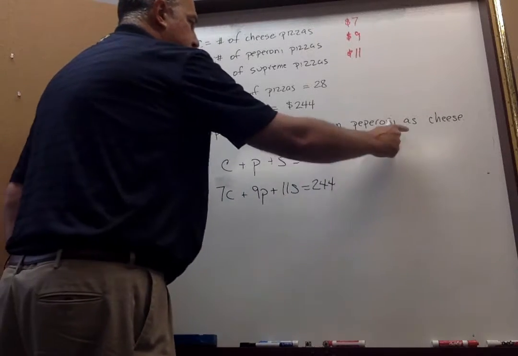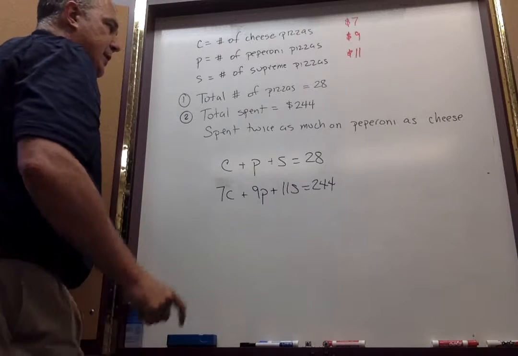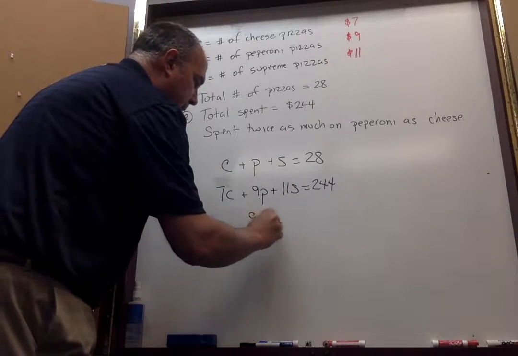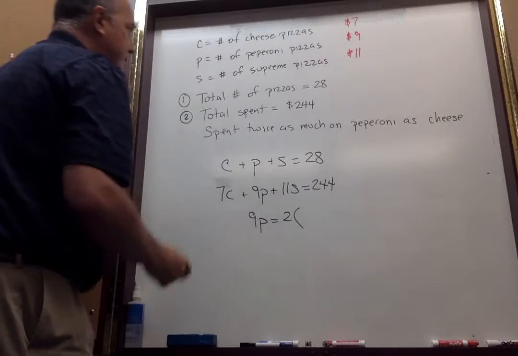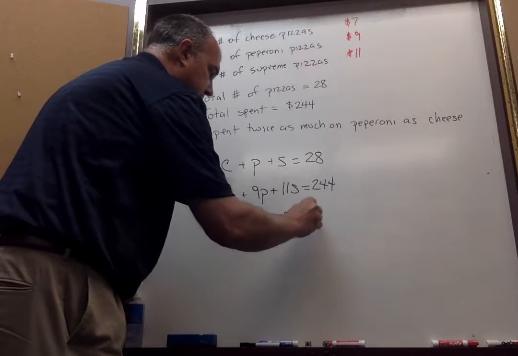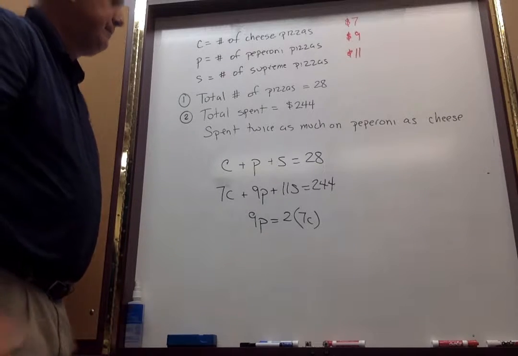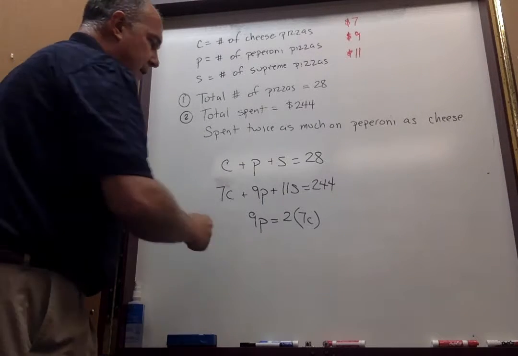And then we spent twice as much on pepperoni as we did on cheese. So the amount we spent on pepperoni, 9P, is equal to 2 times the amount of money we spent on the cheese pizzas. So there are the three equations that we're going to use to solve this problem.